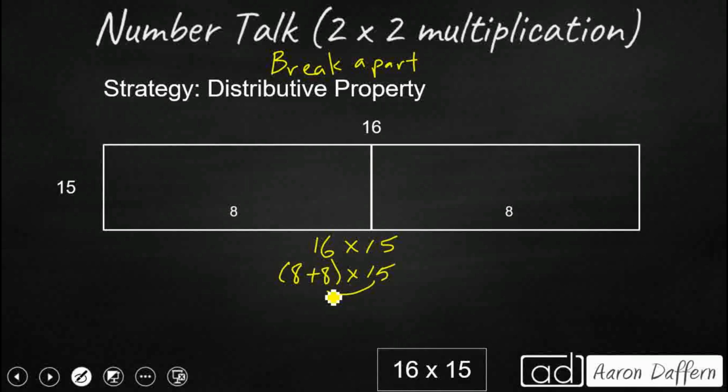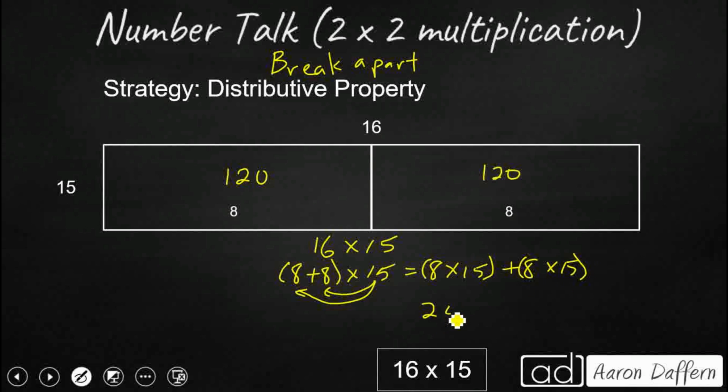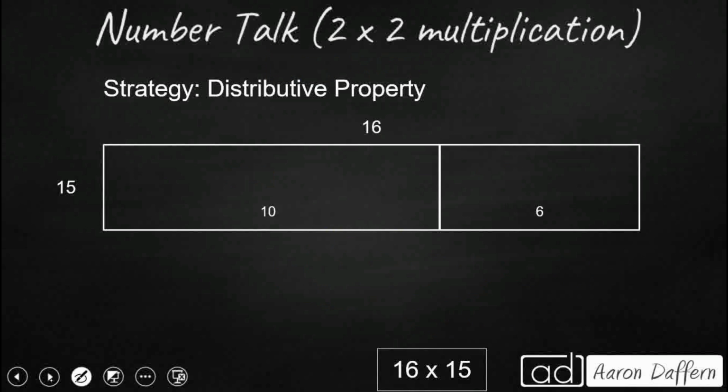Now I'm going to multiply both of those by 15, but 8 times 15 is going to be a little bit easier for me to do than 16 times 15. So 8 times 15, that's going to be 120, because 8 times 10 is 80, and 8 times 5 is 40. Add those two up, and you've got another 8 times 15. So I'm just going to do two partial products, 120 and 120. Add those two together, and hopefully you got the answer 240.